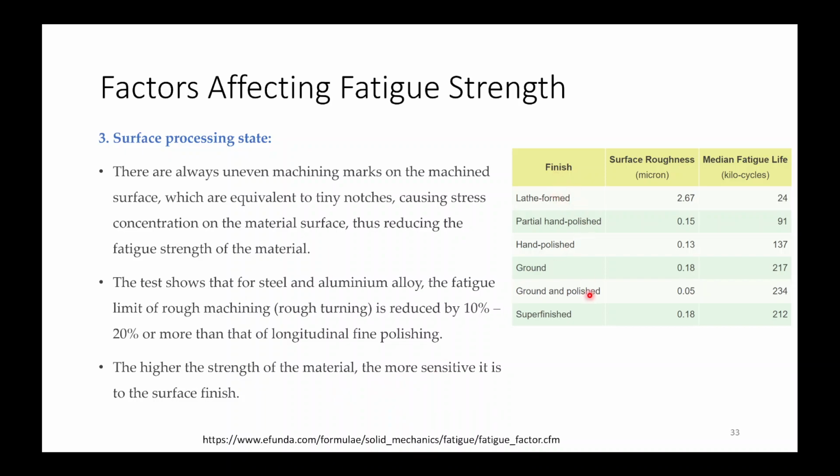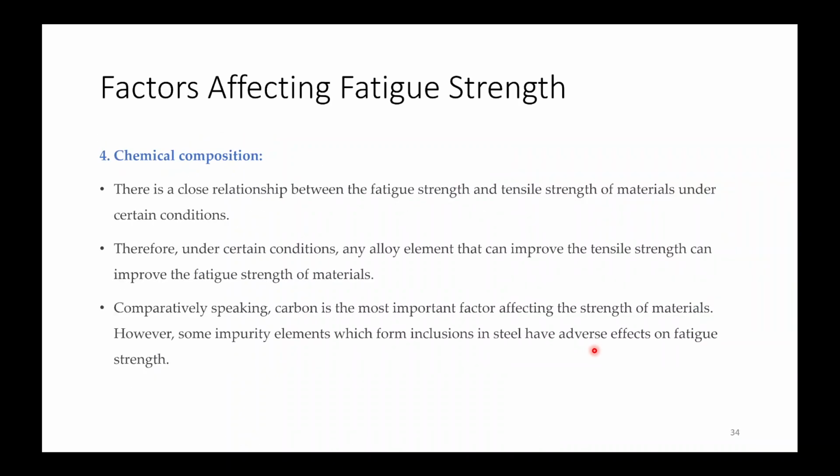So we can see that as the surface roughness is reducing, the fatigue life is improving. So as we keep on going for more polishing, from grinding to polishing, there will be higher fatigue life of material. Fourth is chemical composition.